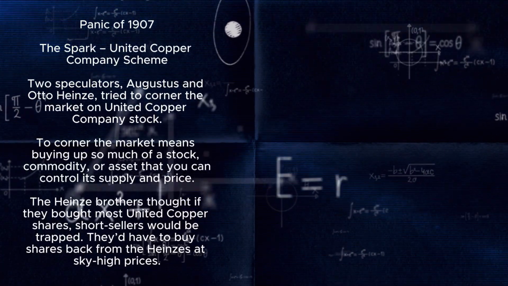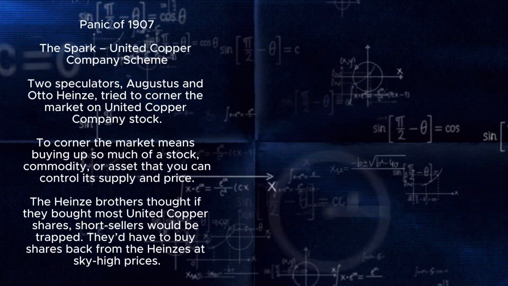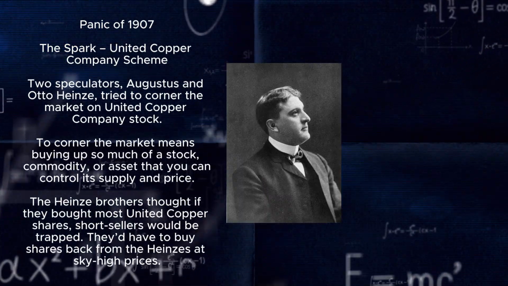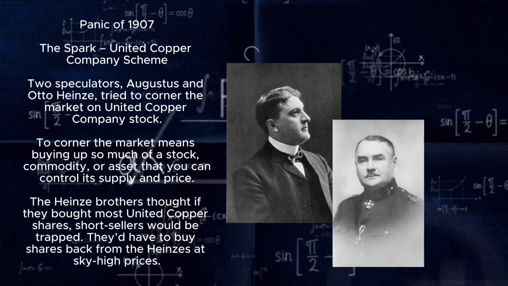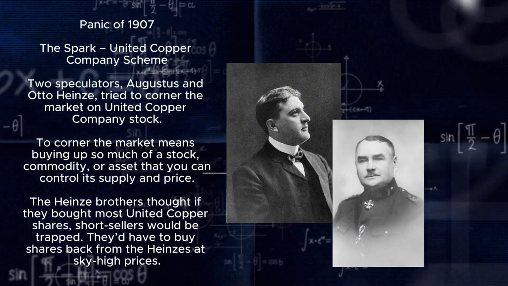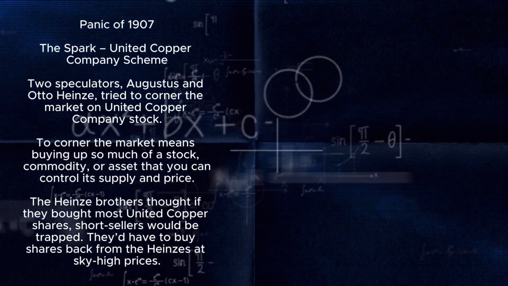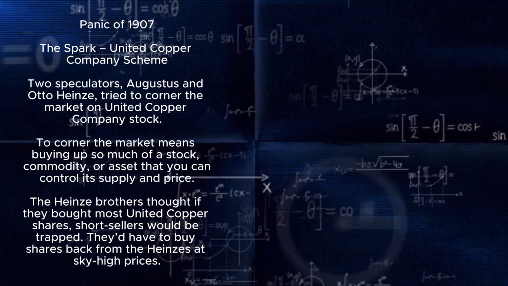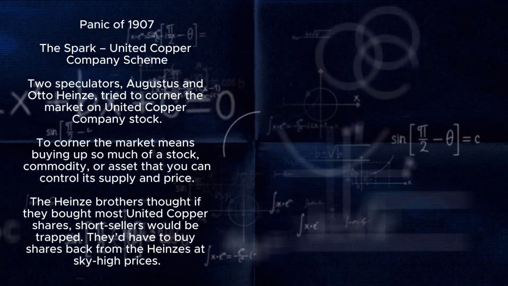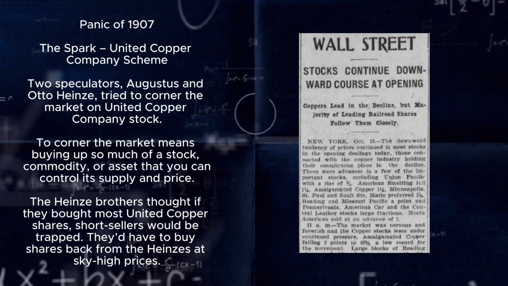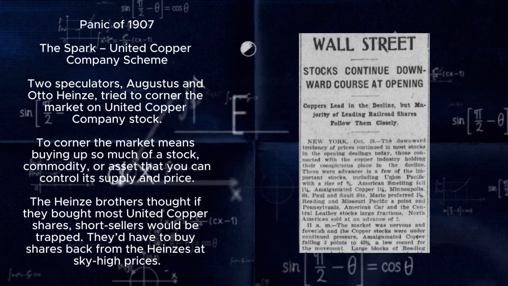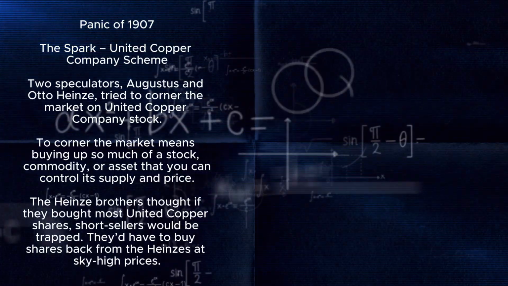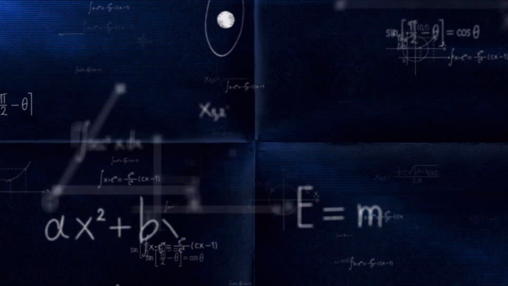Panic of 1907. The spark: the United Copper Company scheme. Two speculators, Augustus and Otto Heinze, tried to corner the market on United Copper Company stock. To corner the market means buying up so much of a stock, commodity, or asset that you can control its supply and price. The Heinze brothers thought if they bought most United Copper shares, short sellers would be trapped. They'd have to buy shares back from the Heinzes at sky-high prices.